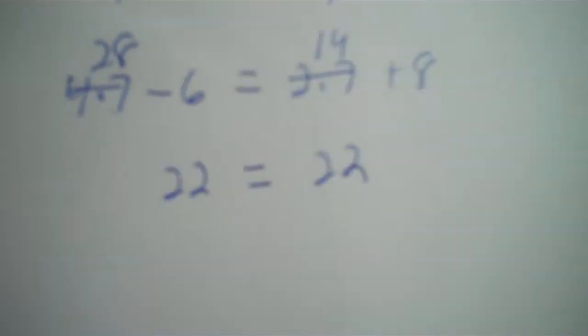So order of operations: multiplication comes before subtraction. It's please excuse my dear Aunt Sally. So it's 28, and 28 minus 6 is 22. 14 plus 8 is 22. They look equal to me, so 7 has to be the answer. That's exactly what you're finding.